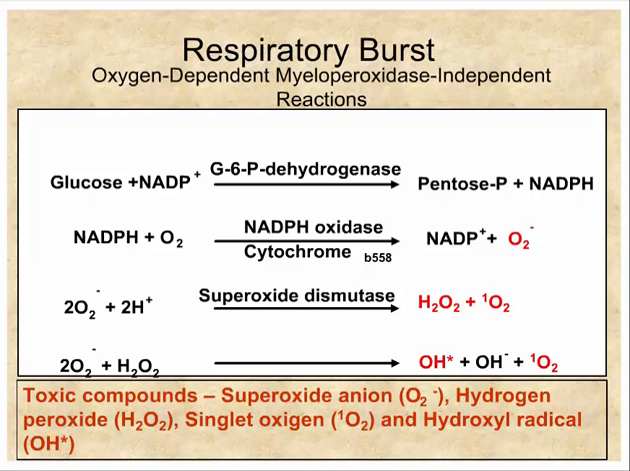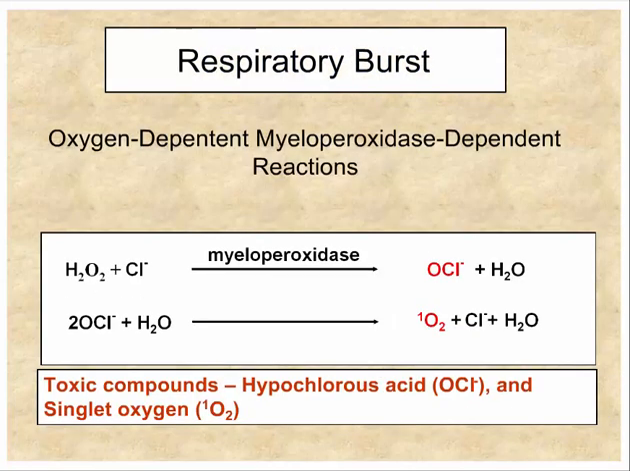Right? Now, these reactions that we just described are referred to as the oxygen-dependent myeloperoxidase-independent reactions, because obviously they're dependent on oxygen. They use oxygen, but myeloperoxidase is not involved in these reactions at all. But myeloperoxidase, remember, was in those primary granules. And so if myeloperoxidase is around, then there are other reactions that can go on. Some of the peroxide produced in the previous reactions reacts with some halide. Now I'm indicating chloride here, but in fact that can be any halide. Chloride is obviously the most common halide.